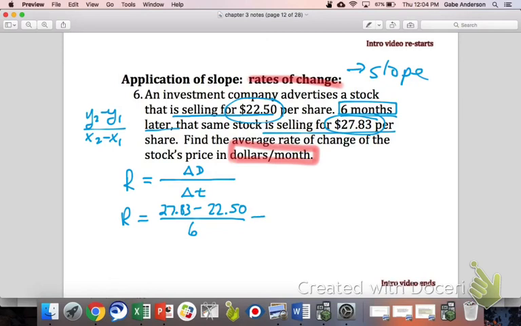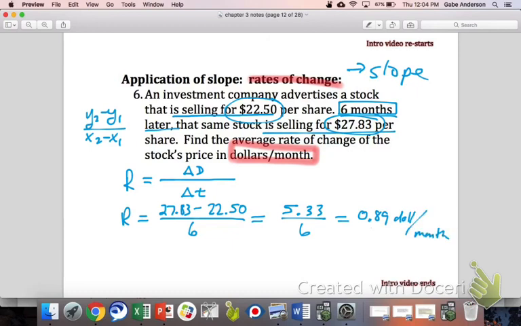At this point, it would be time to use the calculator, so let's do that. When we do the subtraction in the numerator, we get $5.33, still dividing by 6. When we do that division by 6, I'll round, since this is dollars and cents, to the hundredths place. So this would be 0.89 dollars per month. That would be the rate of change.